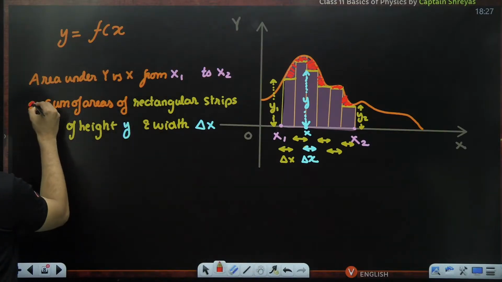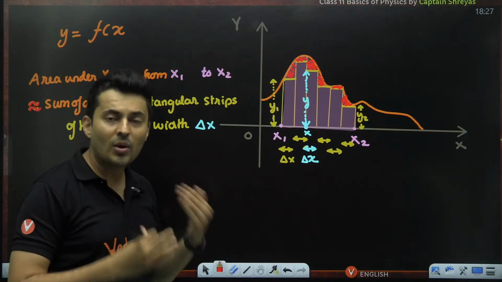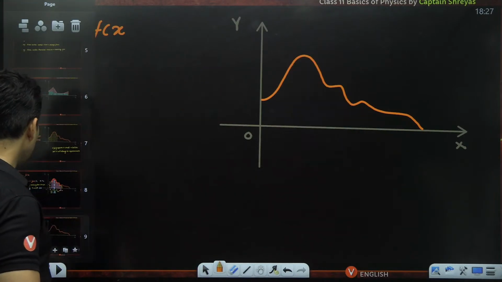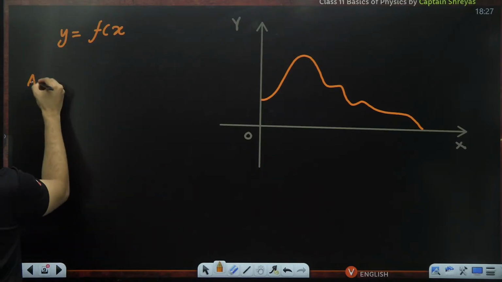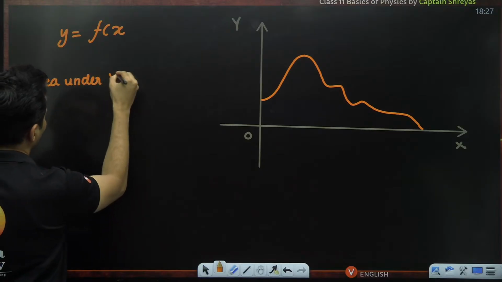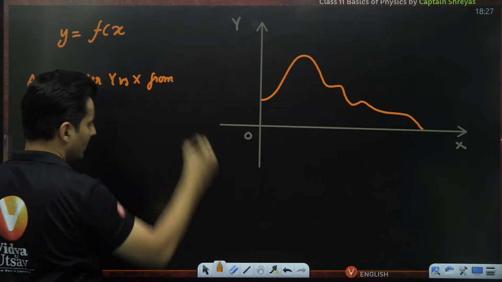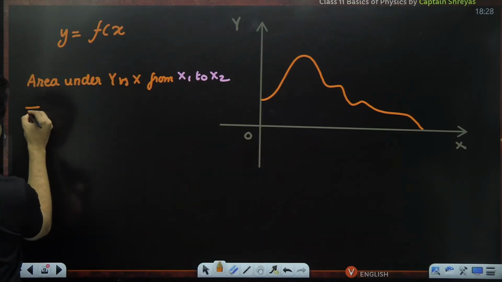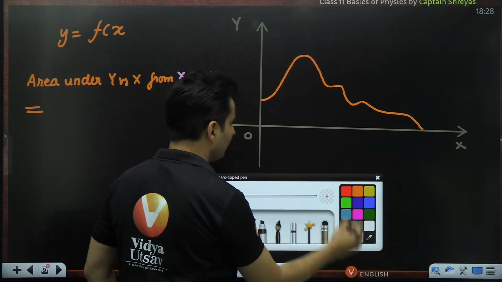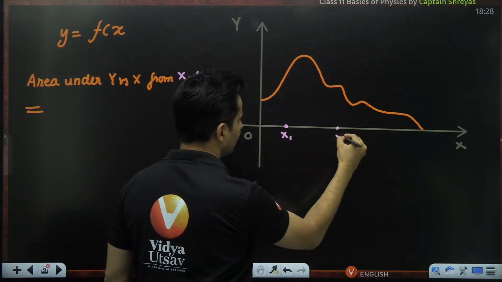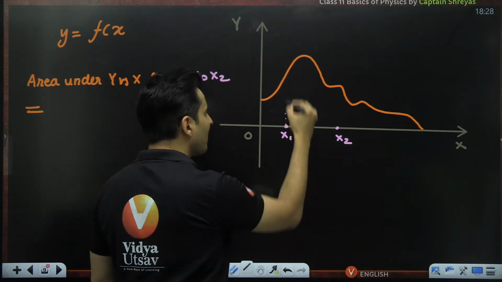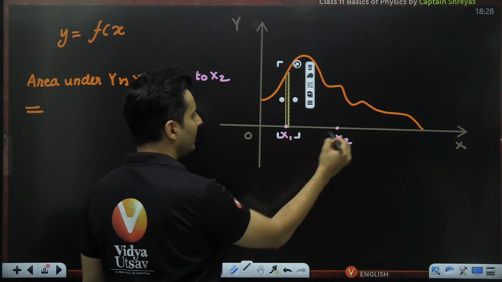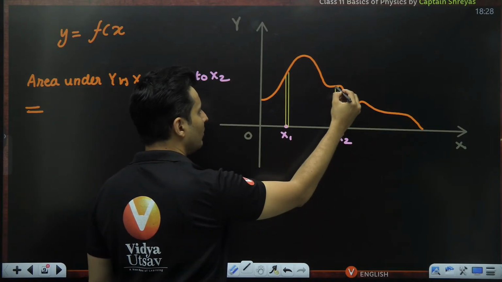So how do I make this approximation exact? The only possible way to make the area under y versus x from x1 to x2 exactly equal is, let's say this is x1 and this is x2, to make these rectangular strips so small and tiny that there is no red part which I was showing over here.